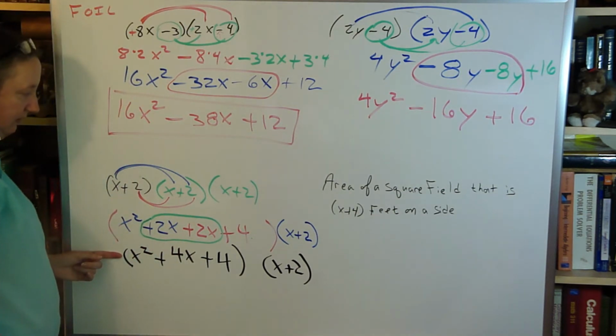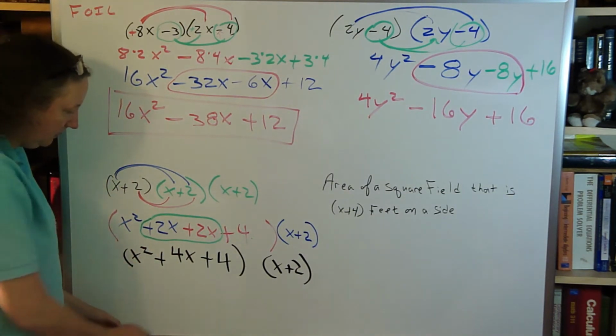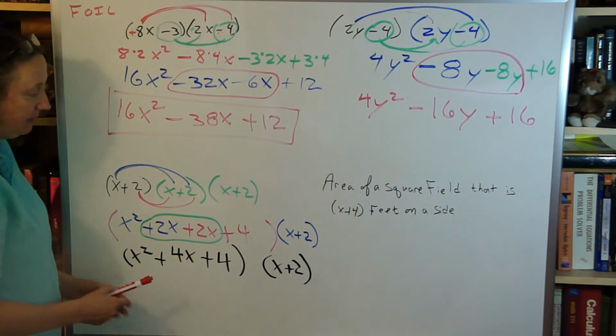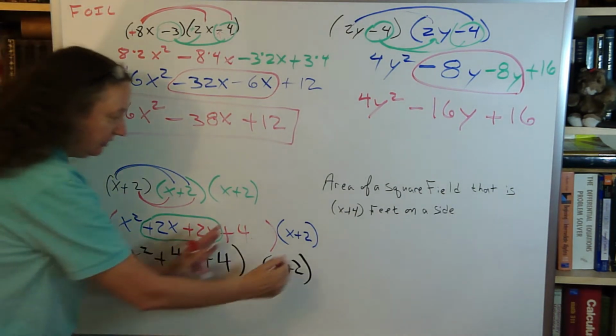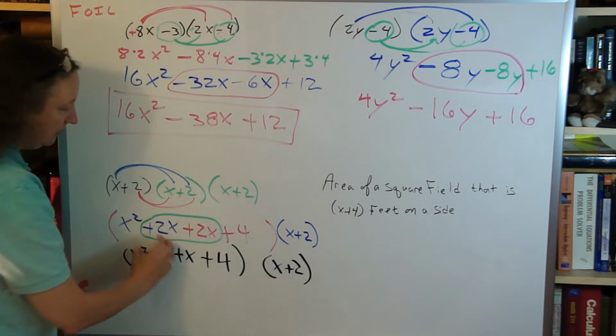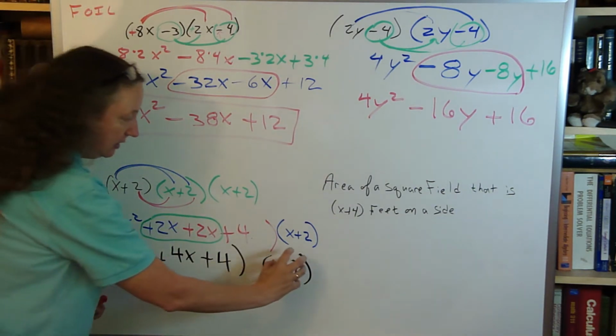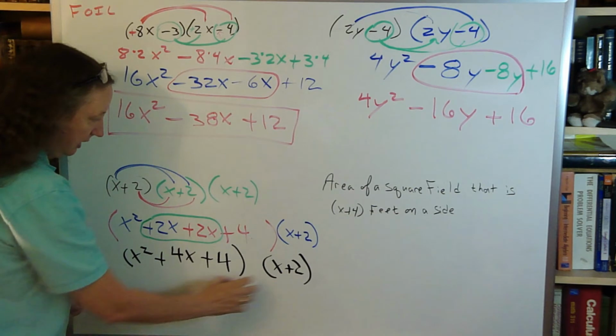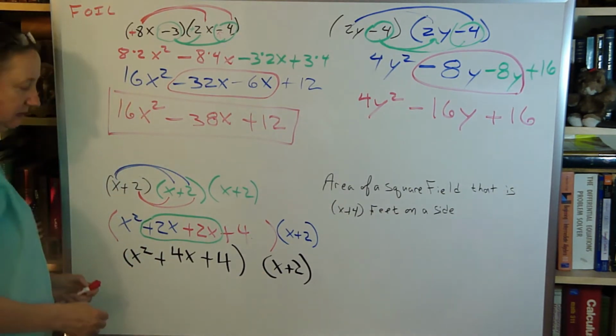Now this is correct. So now I have the same problem that I had before. I have parentheses times parentheses. So I have to take the first term, distribute it into each of the three. Second term, distribute into each of these three.